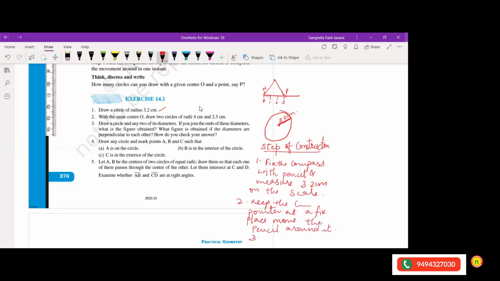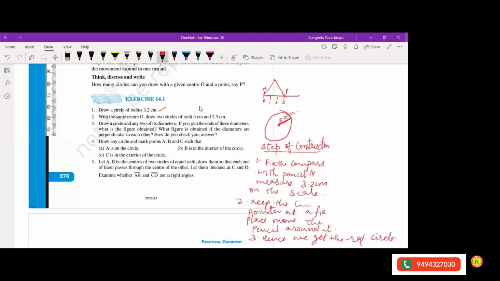Third step is that, hence we get the required circle. You understood the steps now? Yes, ma'am. So these are the steps of construction. Whatever steps we followed in doing this, you have to just write down in your own words. There are no fixed wordings for this. You don't have to cram it, just use your own simple words.